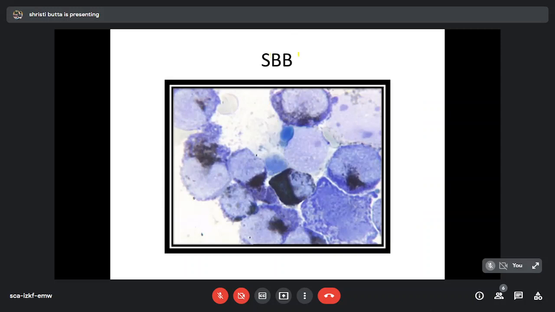Okay, in countries where immunophenotyping cannot be done. Okay, India was one such country some time ago, but now we are well equipped with a lot of immunophenotyping coming up, and a lot of cytogenetics and even molecular coming up. So this is a SBB stain. Okay, what about this one?